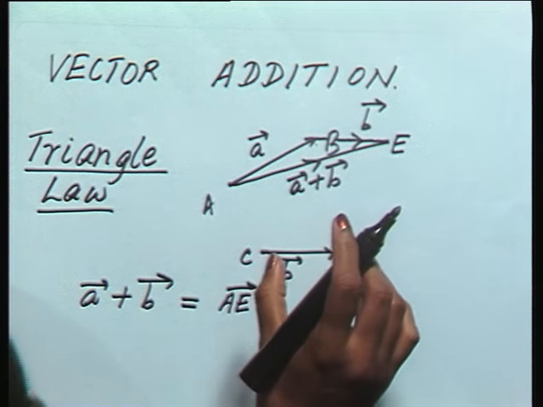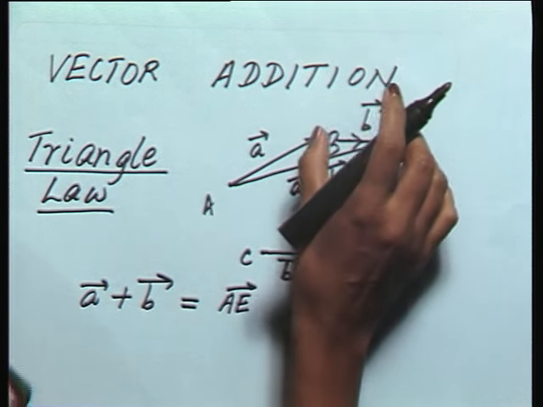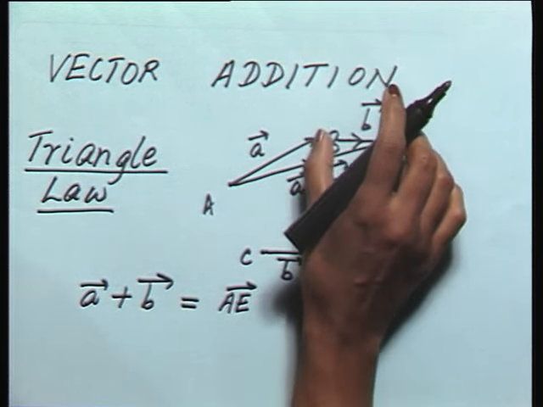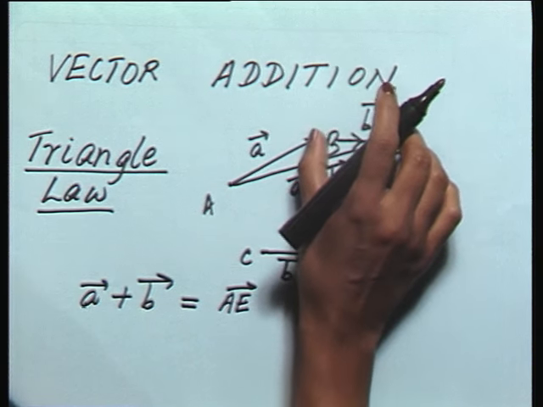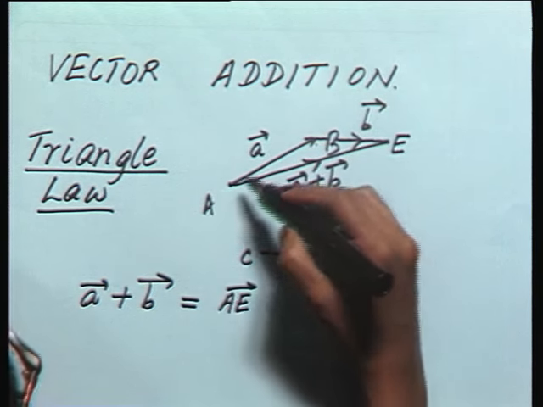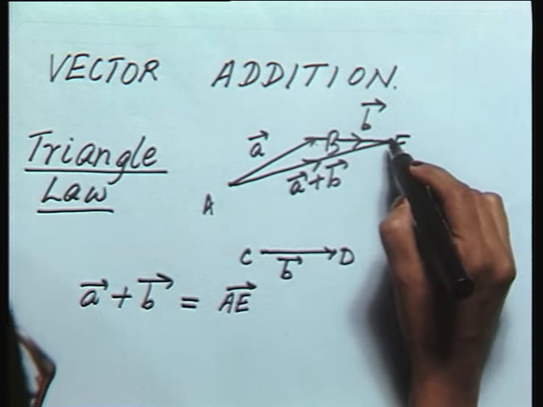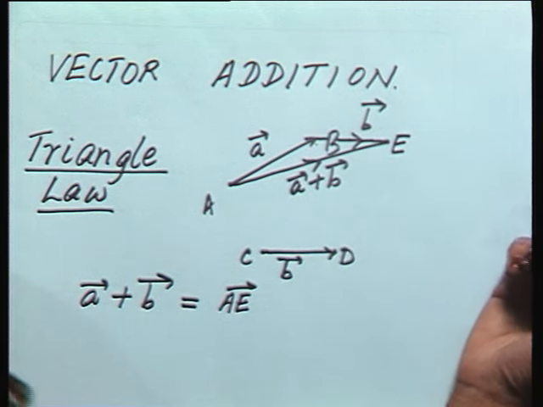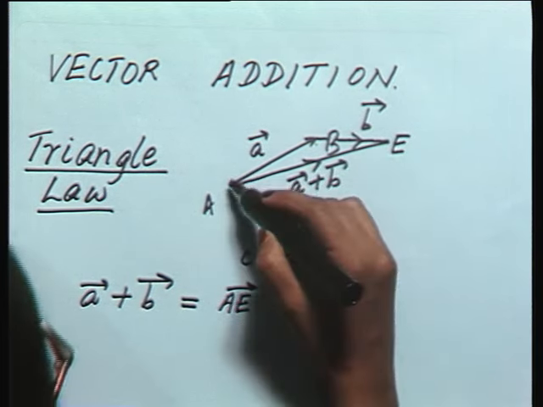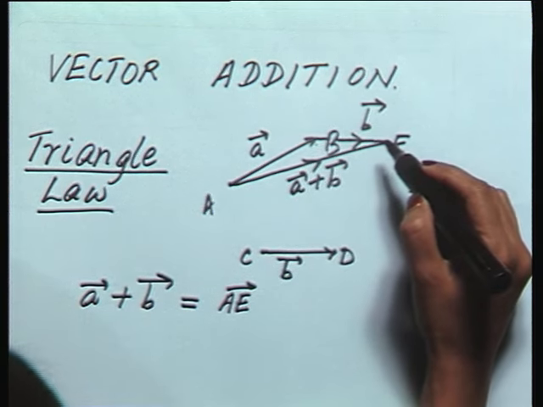Note that what we have done is to move the vector CD, that is the vector B, parallel to itself so that its initial point coincides with the terminating point of A. In other words, you are travelling now from A to B and from B to E, and that is equivalent, as we all know, to travelling from A to E. That is exactly how the triangle law of addition is defined.